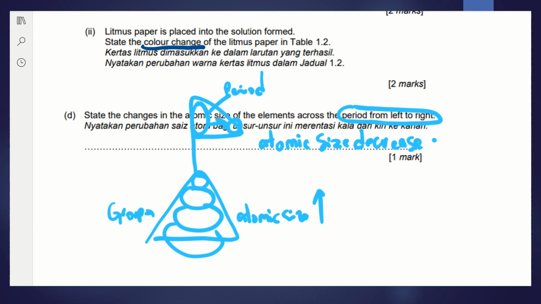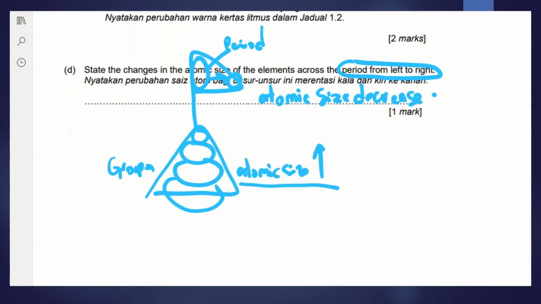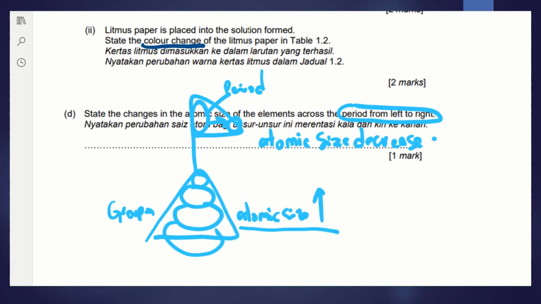If the question asks you to state the changes in the atomic size of the elements down the group, the atomic size increases. Okay, so that's all the questions for today. Thank you.